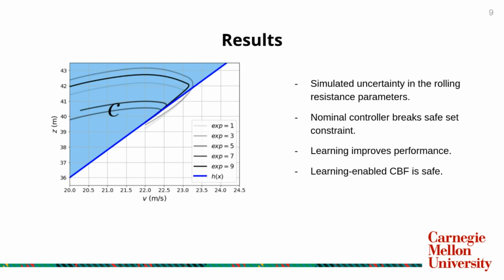For the first experience, that is when we don't have any data, we can say that this is a nominal controller, and as shown in the plot, it breaks the safe set because it passes the safe set h(x). Also, we see that as the experience grows, the CBF is safer because it does not pass the blue line that defines the safe set. So we could say that the learning enabled CBF is safe.